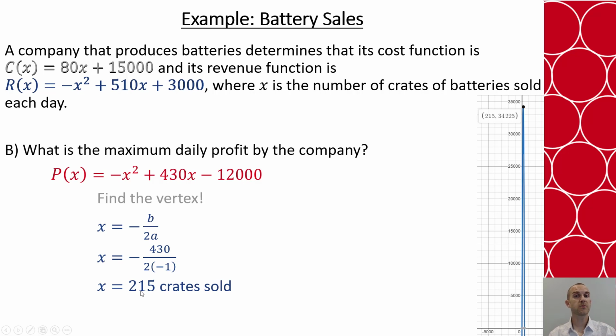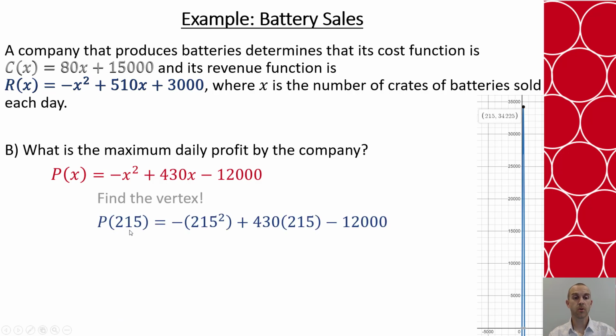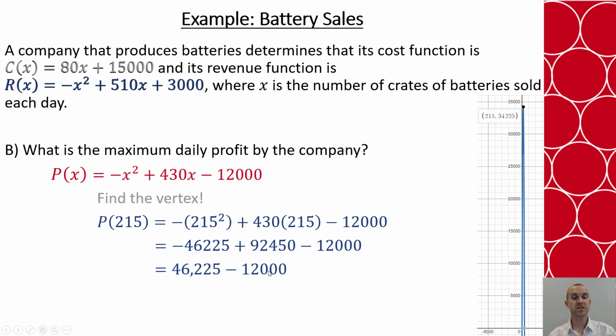So that would mean there were 215 crates sold to maximize, and now we want to figure out how much that makes. So we take our 215 and we substitute it in for x. Now remember, because that's negative x squared, we square the 215 and then multiply by negative 1. And that'll give us negative 46,225 and then plus 92,450 minus 12,000. I keep simplifying. That gives me 46,225 minus 12,000, which is 34,225. And that matches what our vertex found.